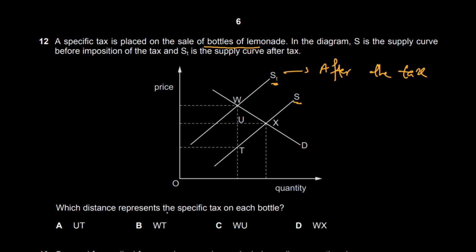Okay. So which distance represents the specific tax on each bottle? First of all, we have to find out our price level. We were at X, where our supply and demand met, and then our supply shifted to the left as our prices increased. So first we were here at price 1, and then our prices increased to price 2. So now basically the price is here.